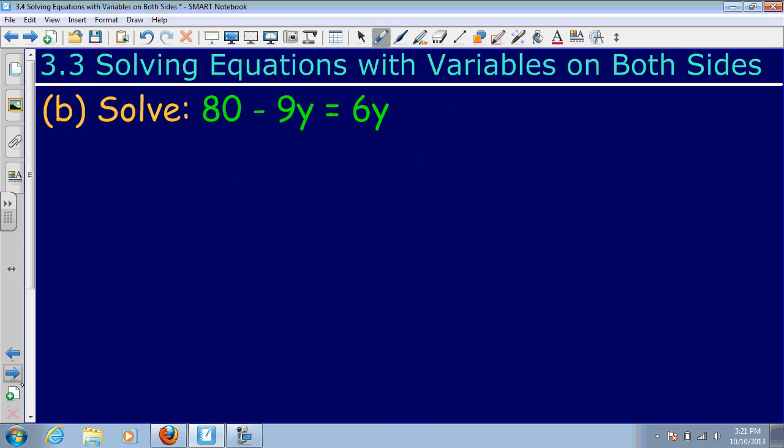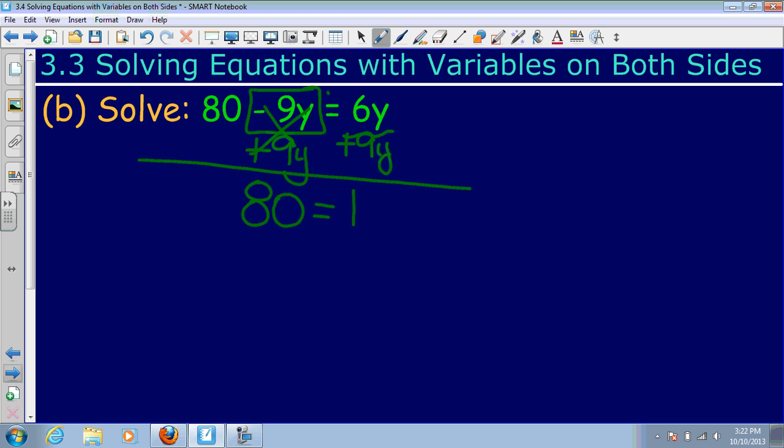Moving on to B. Solve 80 minus 9y equals 6y. Well, in this particular case, we already have y isolated by itself. So we should bring this y, remember the sign in front stays with the number, to the other side. So I would need to add 9y and add 9y. So 80 equals 15y.